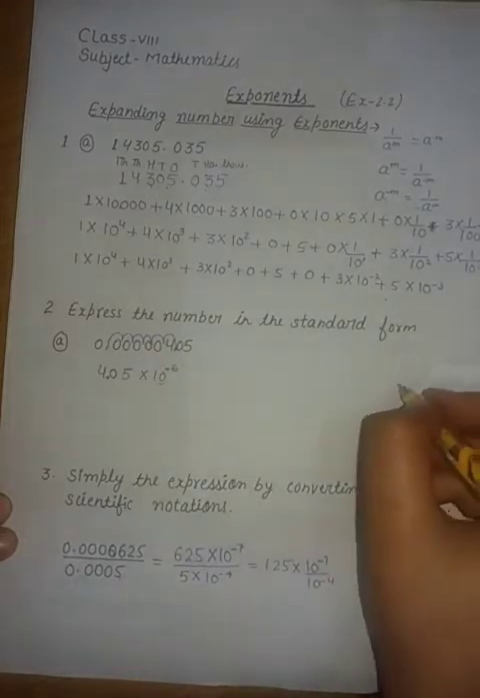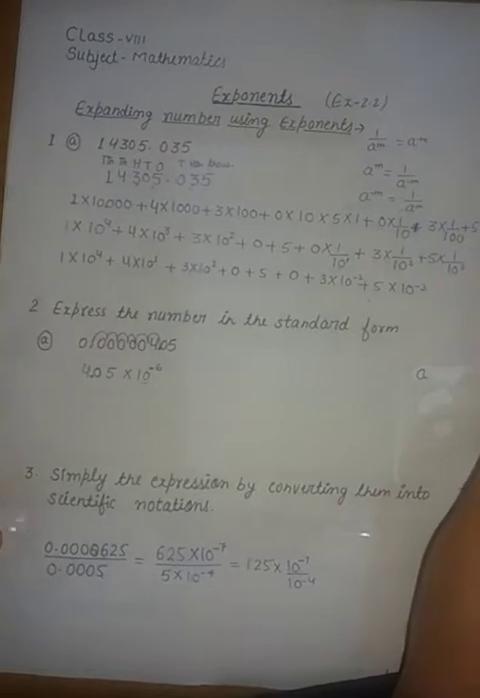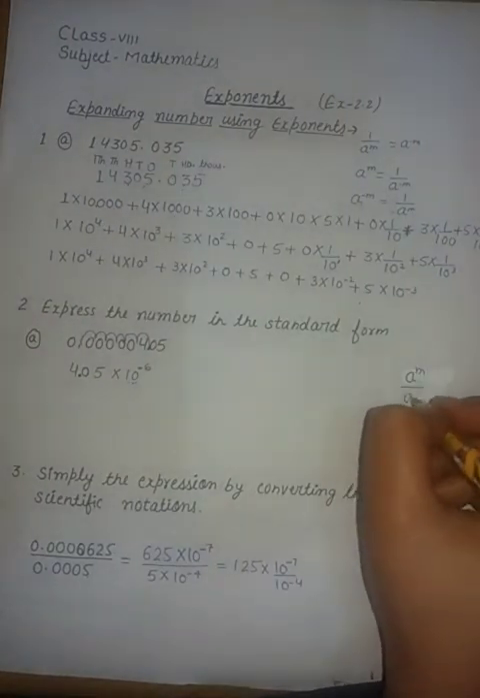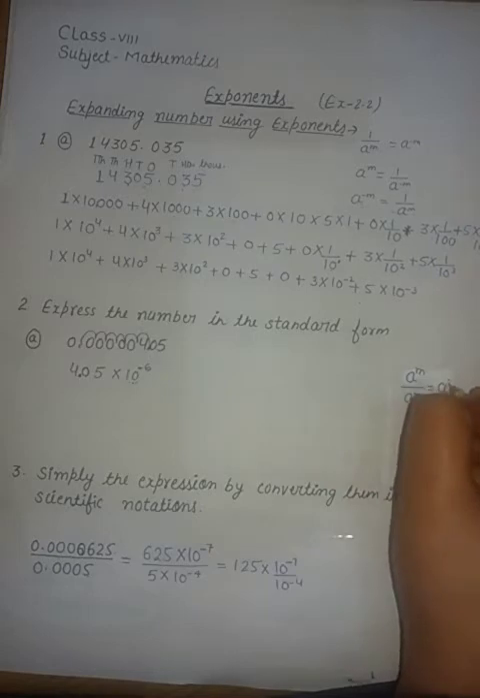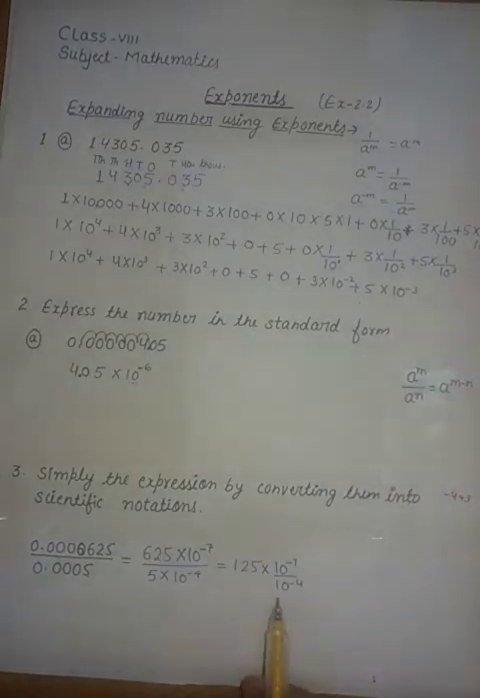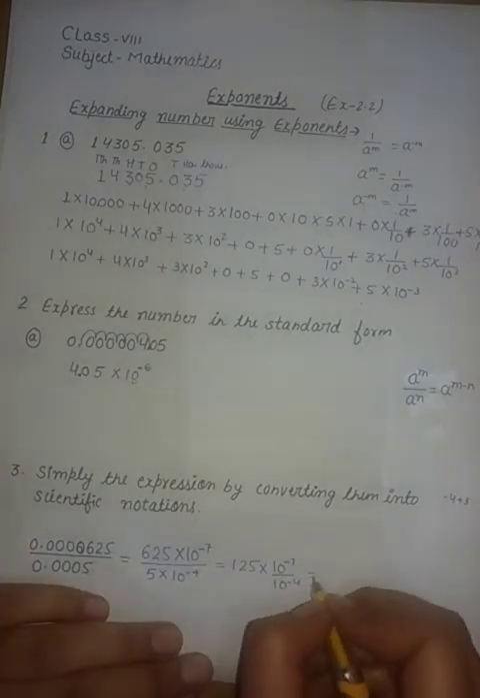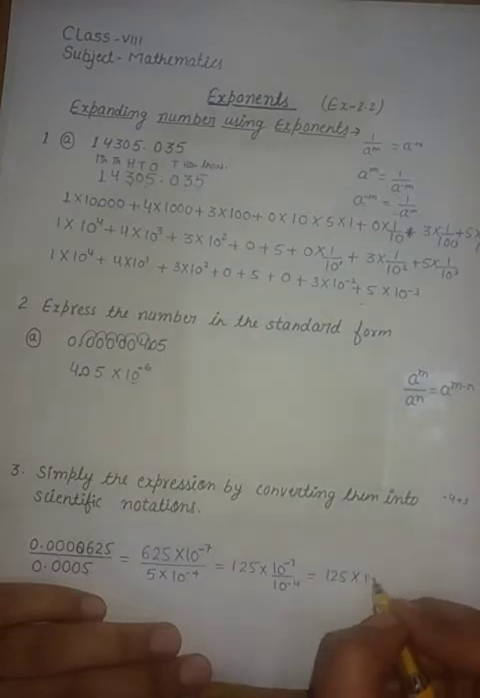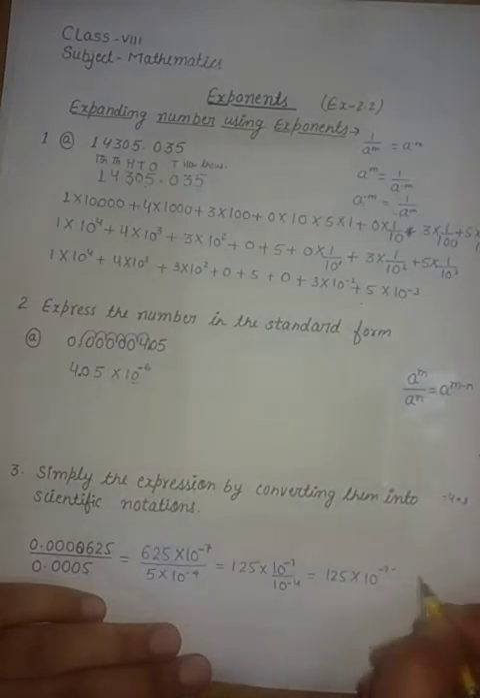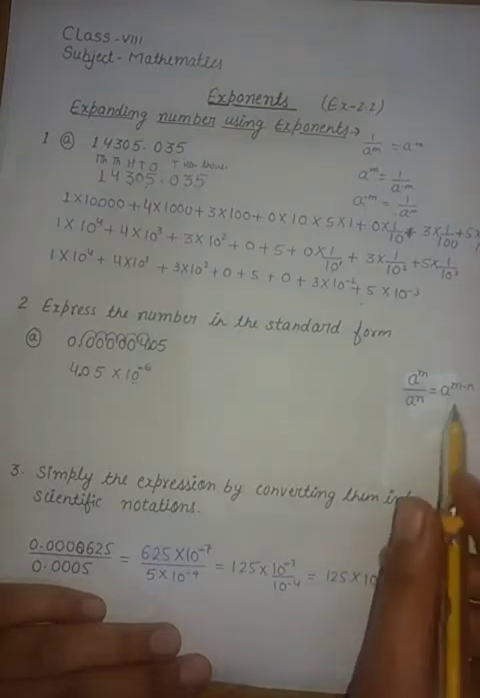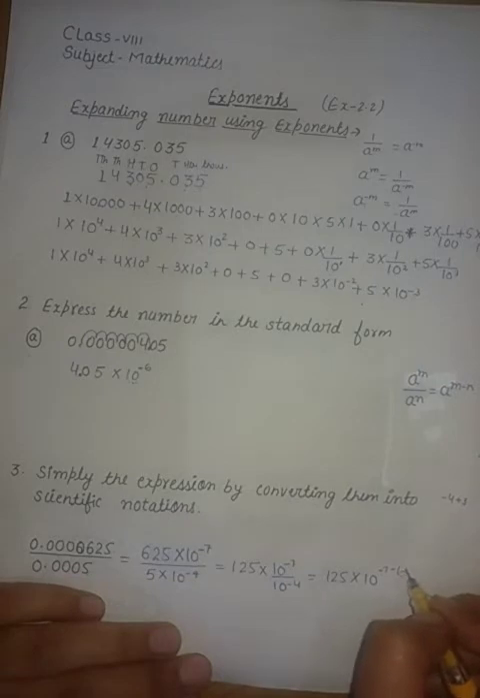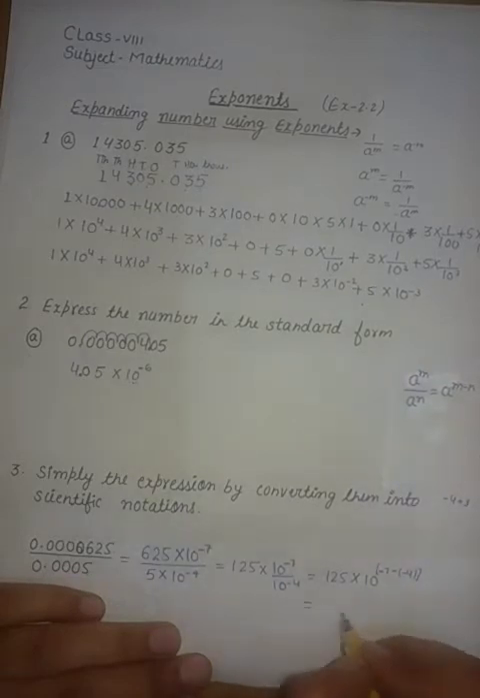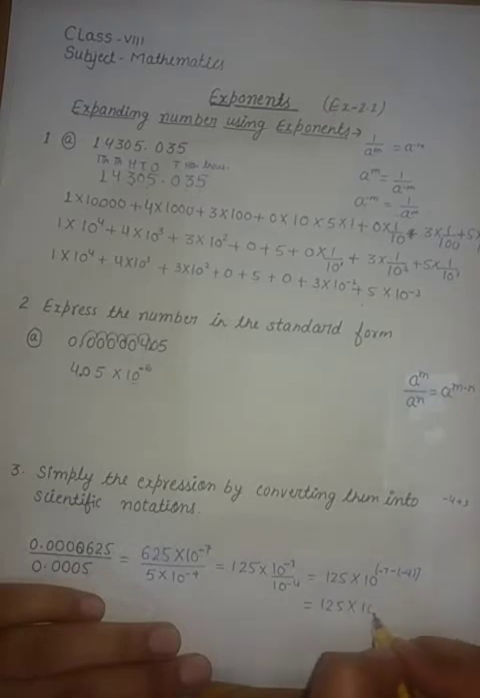I have a law: a to the power m divided by a to the power n is equal to a to the power m minus n. So I will use this law. 125 as it is, 10 to the power minus 7 upon 10 to the power minus 4. Here m is minus 7 and n is minus 4. I will simplify it. 125 multiplied by 10 raised to the power minus 7 plus 4, which is minus 3.